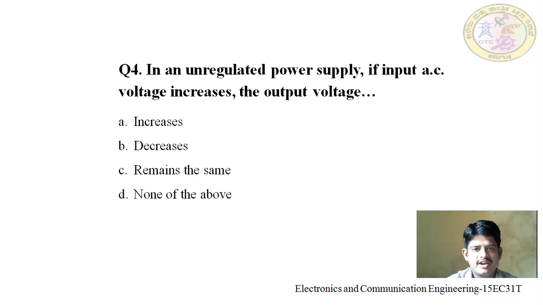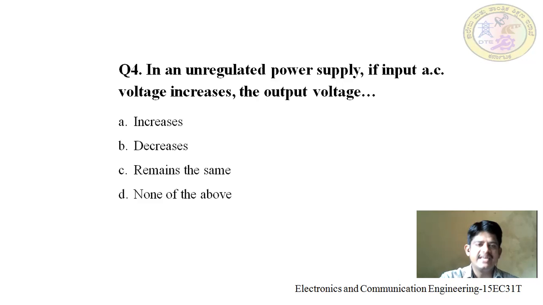In an unregulated power supply, if input AC voltage increases, the output voltage is dash. So once again, it's an unregulated power supply. Now the question is regarding supply voltage changes. If the AC input voltage changes, what will be the output voltage? It's like a general knowledge question.